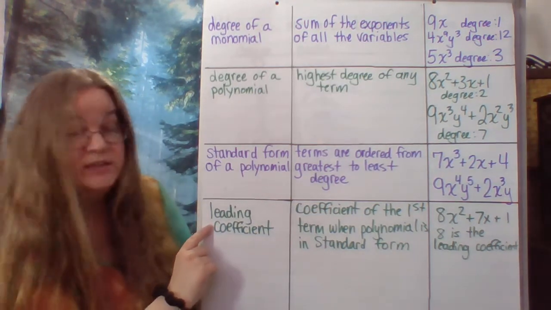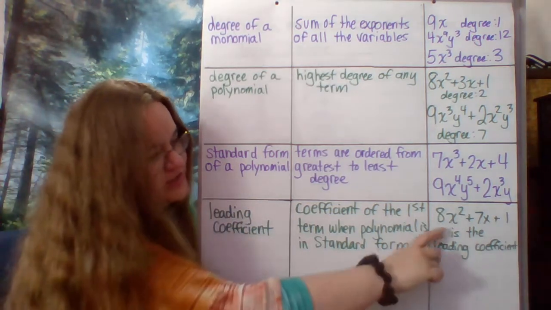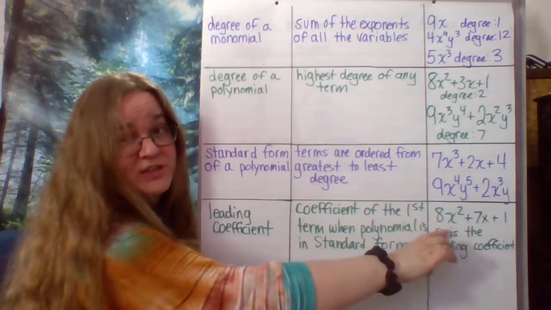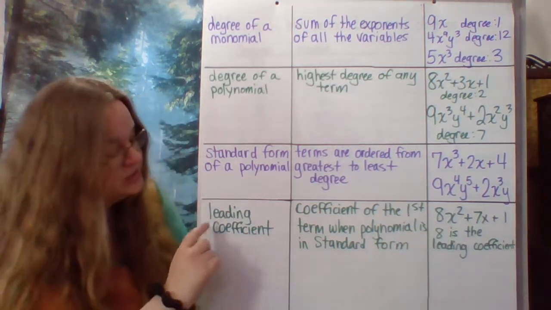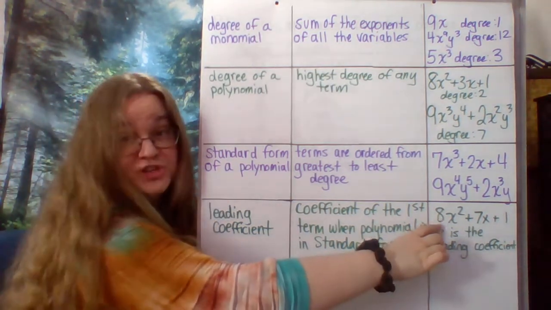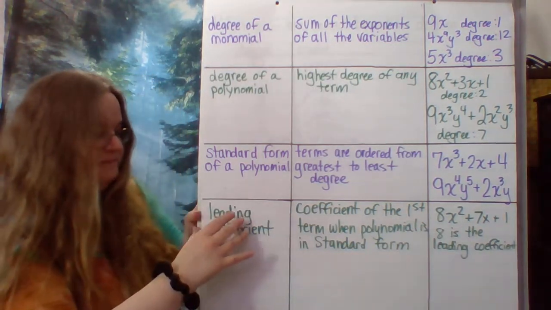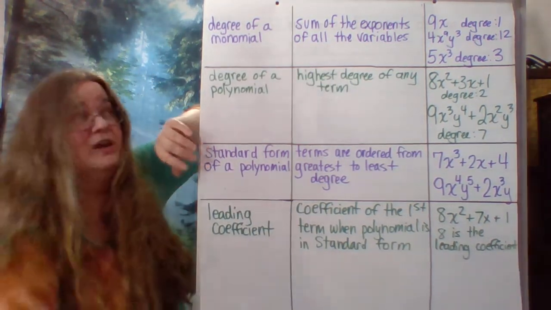All right, and then the leading coefficient, if you're in standard form, is just going to be the coefficient of the first term. So if you have it in standard form, leading coefficient is just going to be the number that is the coefficient for the first term. Okay, so that's some vocabulary.